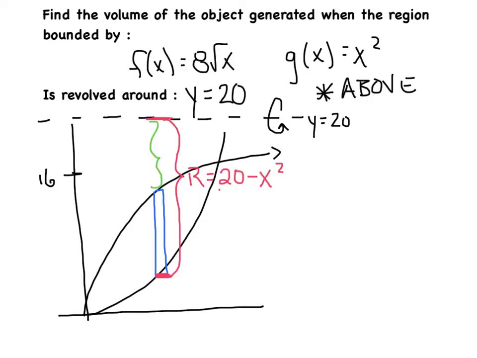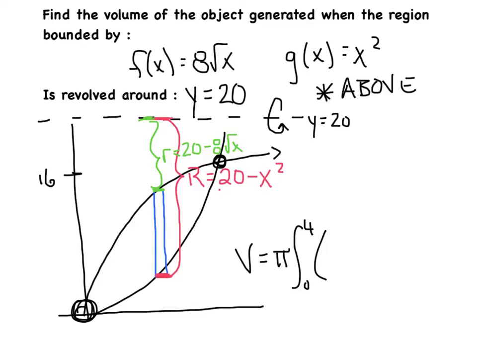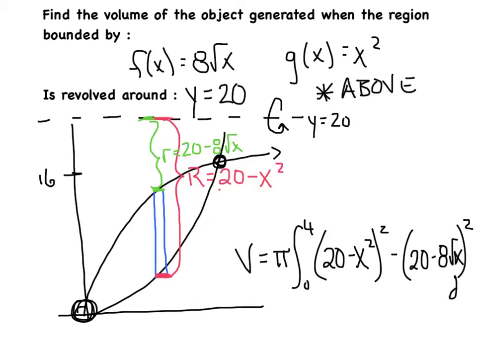Okay, how about this distance right here for the little radius? Upper is 20 minus the lower edge, which is 8 radical x. So those are my individual radii. Let's go ahead and we'll set up a volume formula. Let's say that the volume is going to be pi, still integrating from 0 to 4. We're still starting at x equals 0. We're still ending at x equals 4. My outer radius is going to be the quantity 20 minus x squared. Wrap it up tight, square it. Inner radius is 20 minus 8 radical x. Wrap it up and square it. Throw a little dx on the end, and you are good to go.